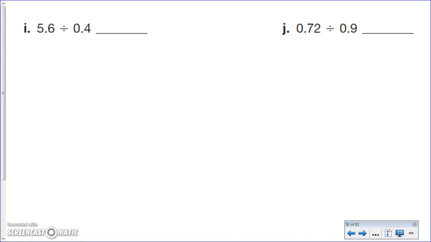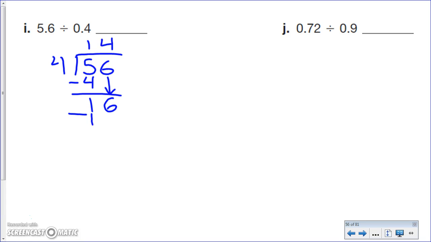For I, our divisor is the 4/10, so we're going to move the decimal place 1 place to the right for both numbers. Then we end up with 4 going into 56. So 4 goes into 5 once. Four goes into 16 4 times. So I is 14 for our answer.